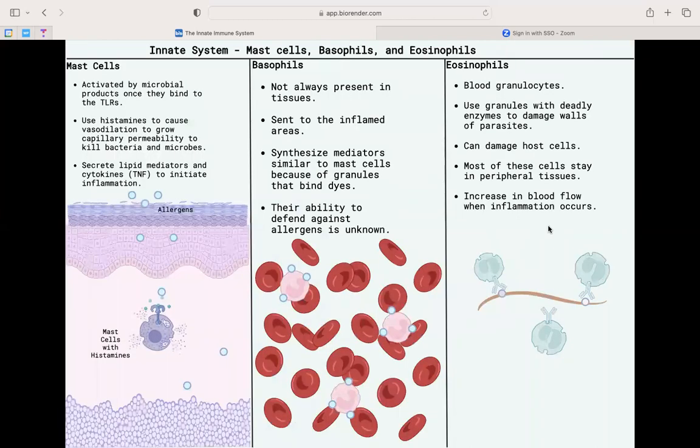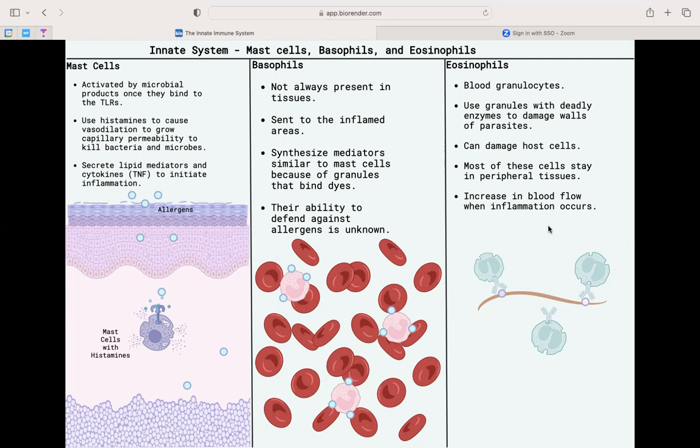Three cells that are common in having cytoplasmic granules filled with inflammatory and antimicrobial mediators, as well as protecting against any hemorrhage or reaction causing allergies, are the mast cells, basophils, and eosinophils. Mast cells are activated by microbial products as they bind to TLRs and use vasoactive amines, or histamines, to cause vasodilation, to grow capillary permeability, to kill bacteria and microbes. They are also able to secrete lipid mediators and cytokines, TNF, to initiate inflammation.